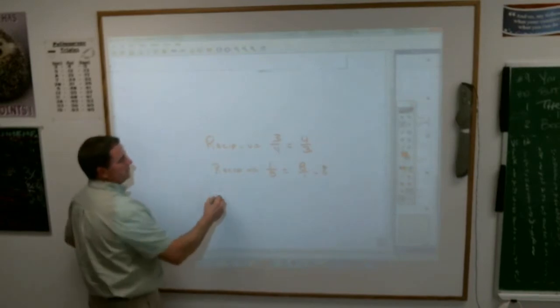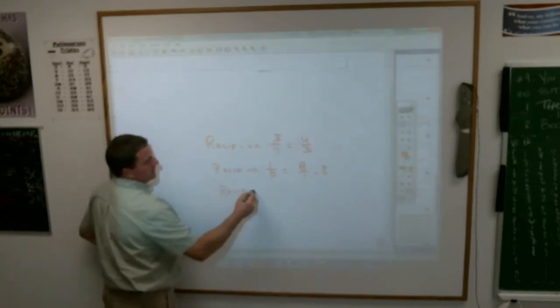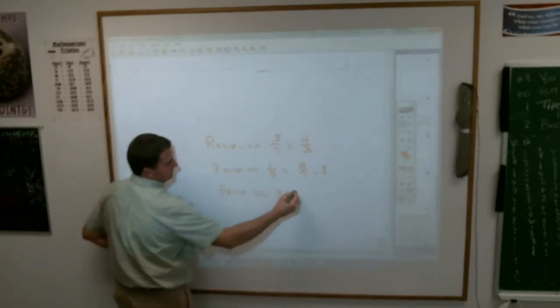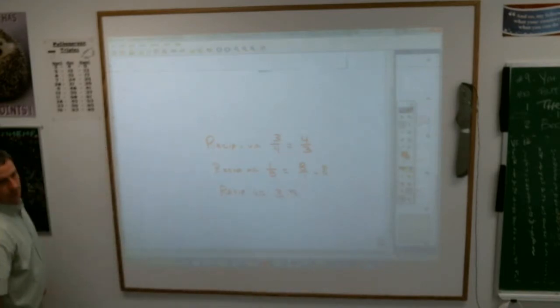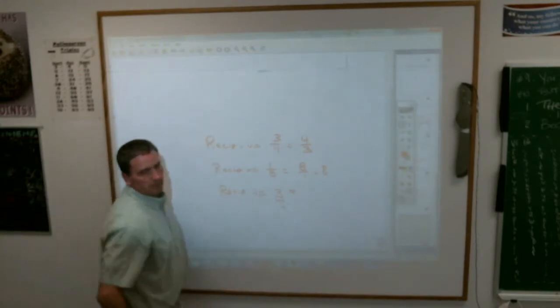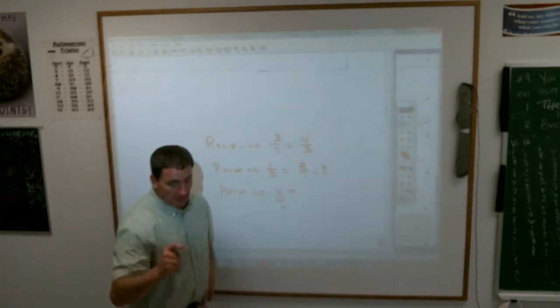But what about this? What's the reciprocal of 3? What is the reciprocal of 3, Elijah? 3/4. No, that's what 3 is. 3 is 3/1. The reciprocal of it is 1/3.